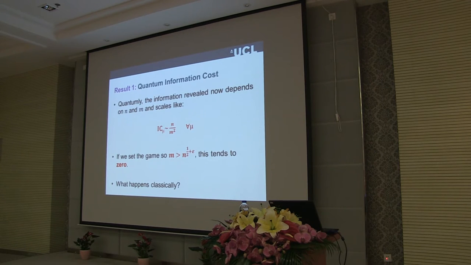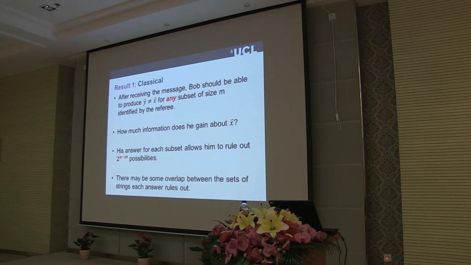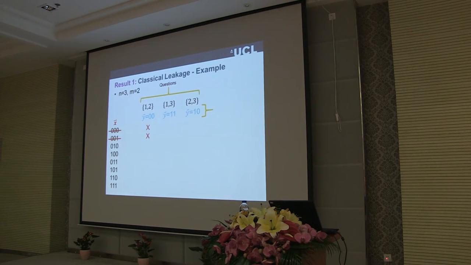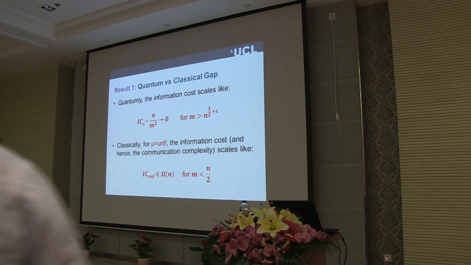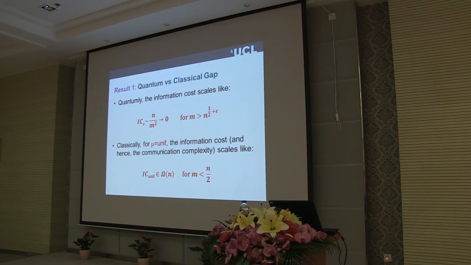So this is what happens quantumly, and then what happens classically? I'll not get into the details because I'm a bit short on time. Bob tries to do various clever things, but nothing works out, and there has to be some information revealed. One can formally show that the information revealed is still omega of n for any m which is less than n. So this is imaginable. Classically, there's nothing much.